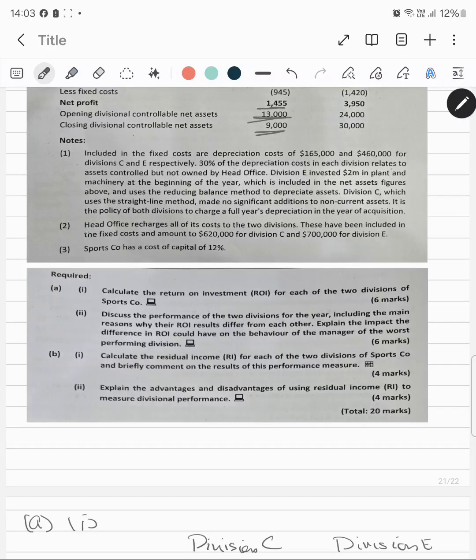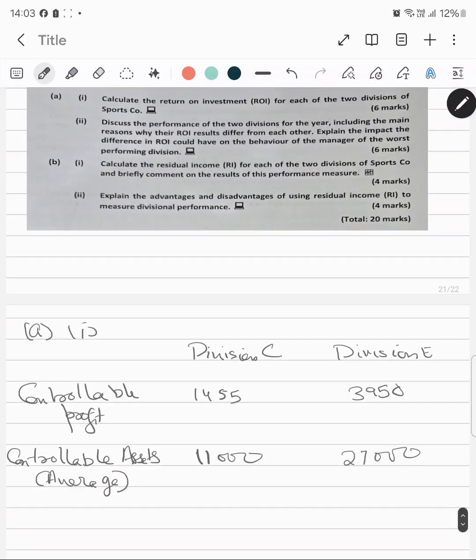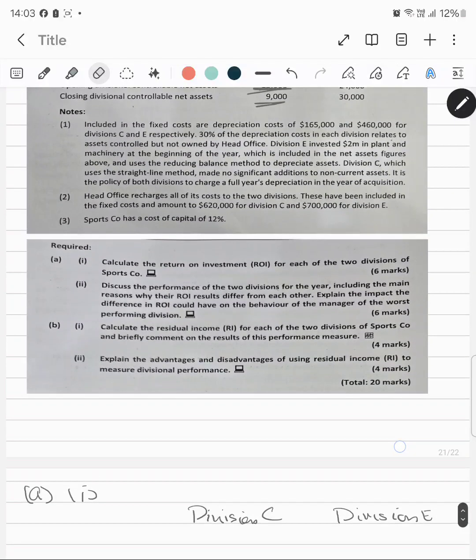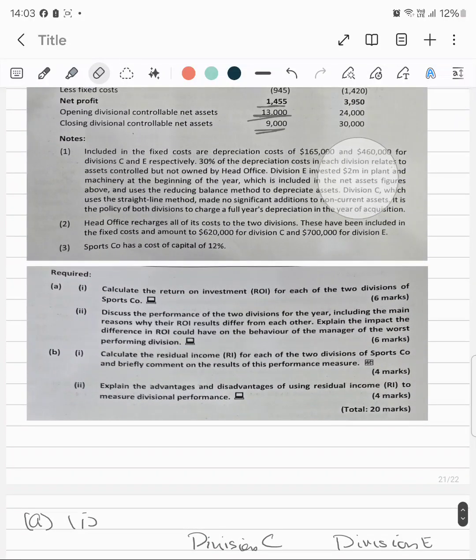Another point given was that head office recharges all of its costs to the two divisions. As I mentioned earlier that no adjustments were required, that statement was incorrect. I think we need to calculate the controllable profit by adjusting for the information given in points 1, 2 and 3. So I'll calculate that.